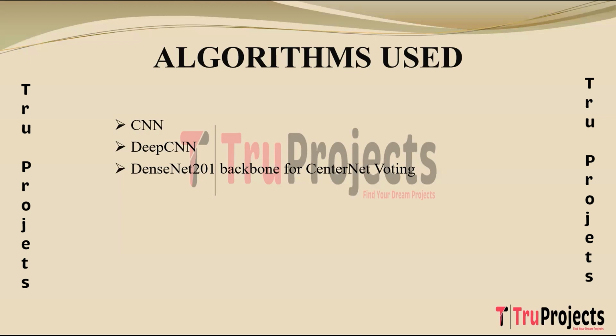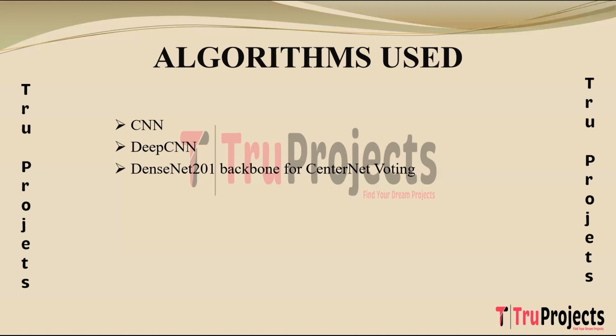DenseNet 201 is a convolutional neural network architecture known for its dense connectivity pattern, where each layer receives direct inputs from all preceding layers. This design promotes feature reuse and facilitates gradient flow throughout the network, leading to better feature propagation and alleviating the vanishing gradient problem.